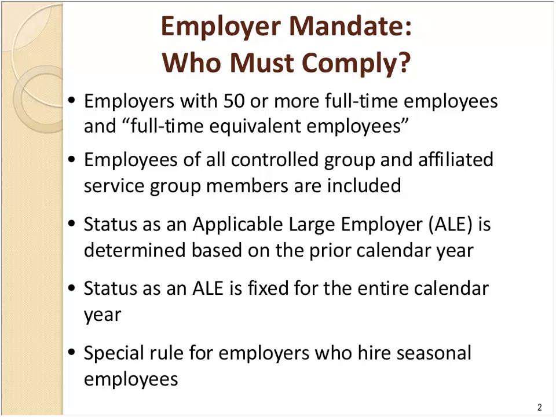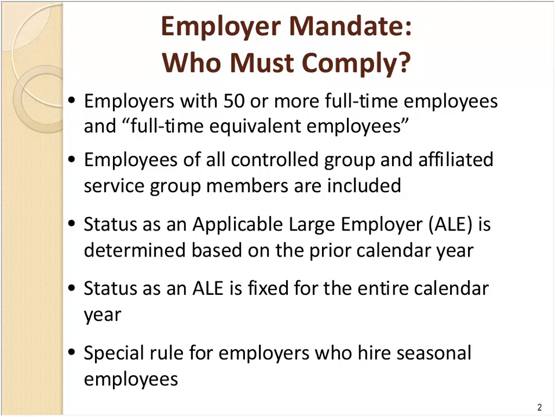You look at all of the controlled group and affiliated service group members. So if there are multiple entities within the group, you have to count the employees of all of them. If there is an affiliated service group, you count the employees of all of them. What you're trying to determine is whether the particular employer is an applicable large employer. That's the term used in the regulations to determine who is subject to the mandate. If you're an applicable large employer, or ALE, then you will be subject to the mandate.